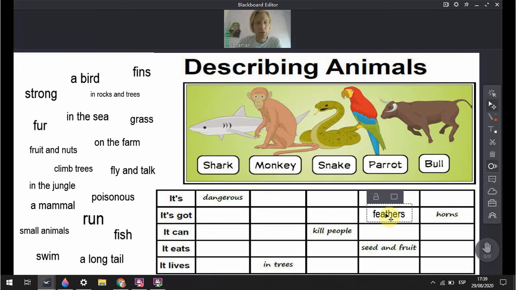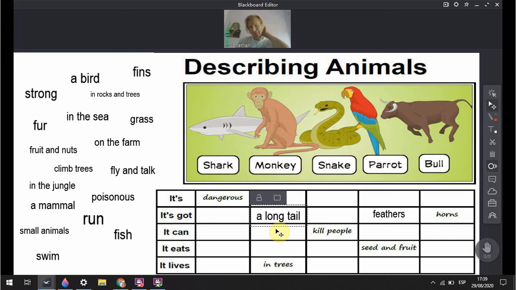It's got feathers. There are a couple of things here that I should tell you. The tail, a long tail, could be the snake or the monkey. Of course, they've got to work that out when you're doing it, so you don't tell them this, but I'm going to tell you. It's got a long tail. I think it's the monkey.